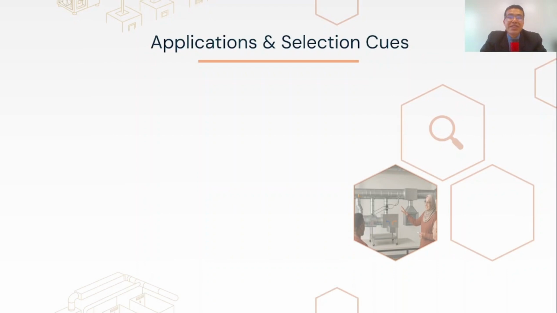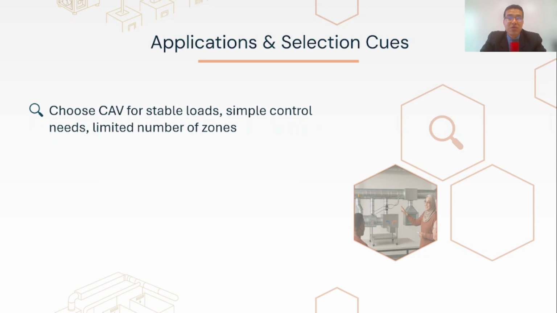For selection of the mentioned air distribution systems, consider the usual: match the system to load variability and design complexity. Choose CAV for stable loads, simple control needs, and a limited number of zones. This system is suitable for retail spaces, classrooms, or computer rooms, where the heat load is relatively constant and there aren't many individual zones to control.